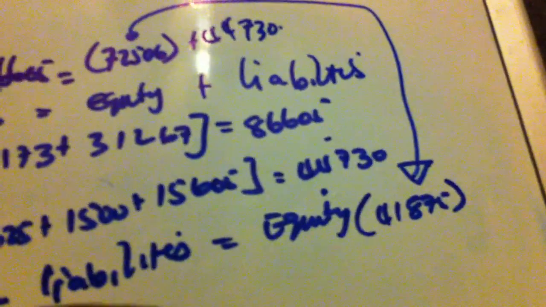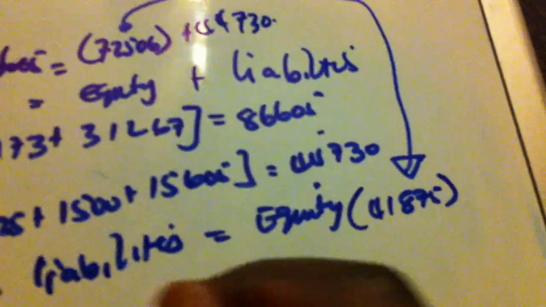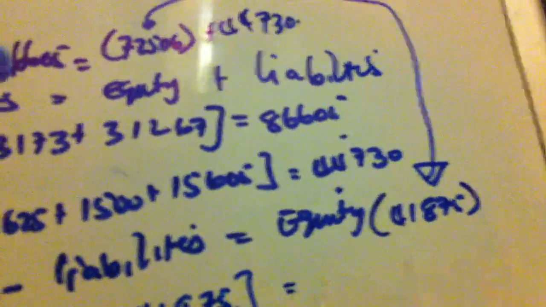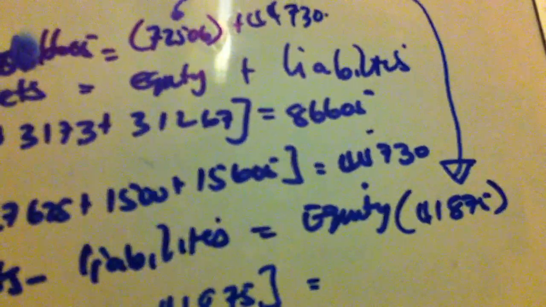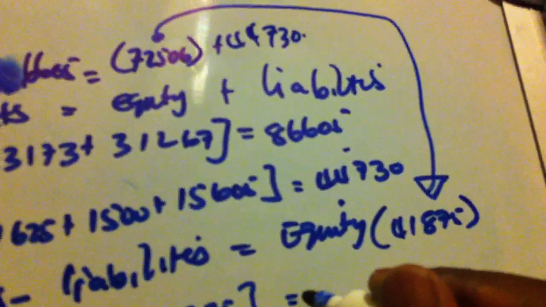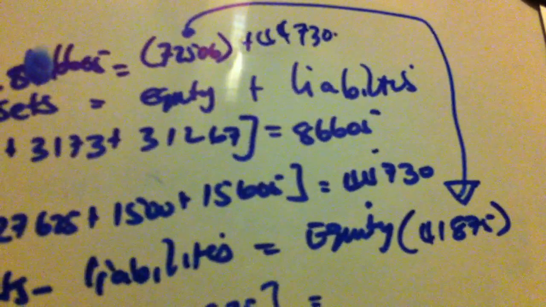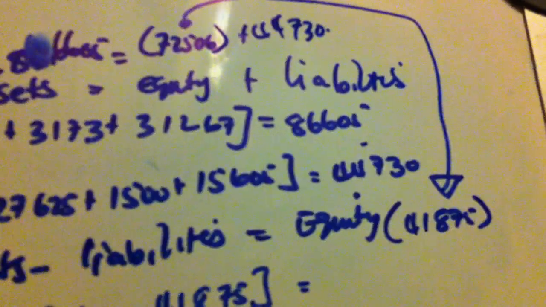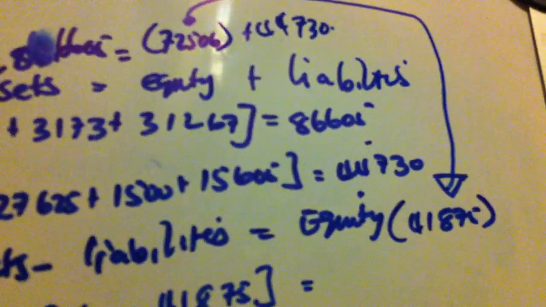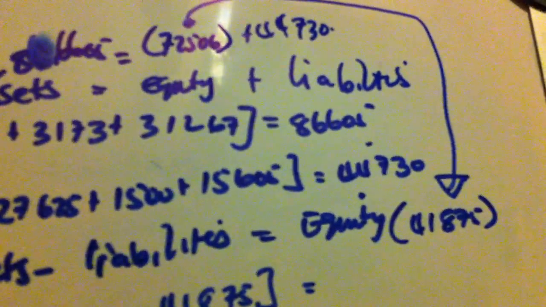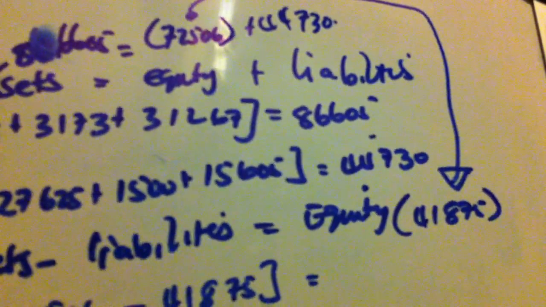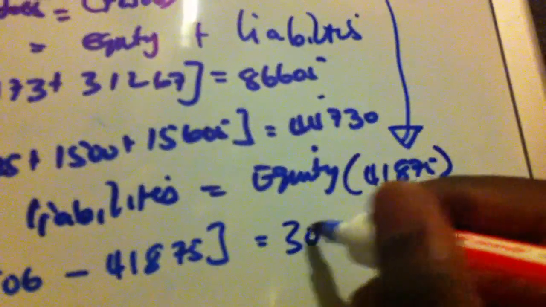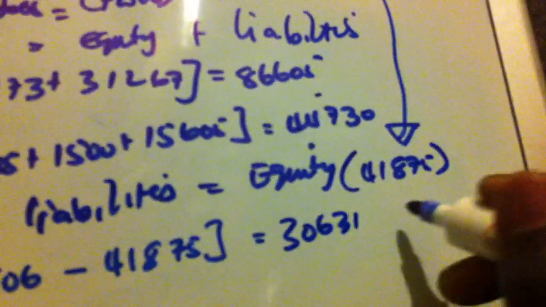How do you calculate the loss now? It reduced from 72506 to 41875, isn't it? So it reduced by how much? Let's calculate it there. 72506 minus 41875. So how much? It reduced by 30631. So this is our loss.